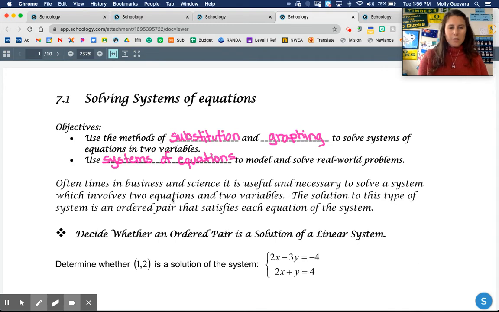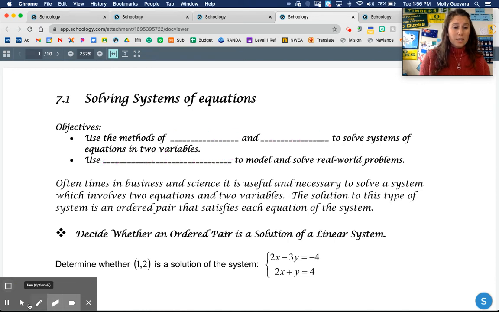Okay, so first it says, oftentimes in business and science, it is useful and necessary to solve a system which involves two equations and two variables. The solution to this type of system is an ordered pair that satisfies each equation, meaning your answer needs to be written as an XY coordinate point, unless it's a word problem, in which case your answer needs to be answered in a sentence. But that XY coordinate point has to work for both equations. It can't just work for one, it has to work for both.